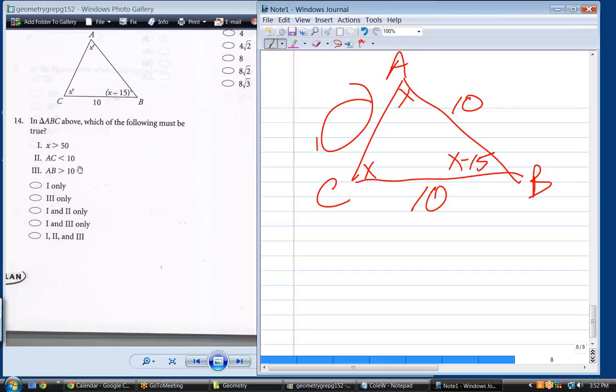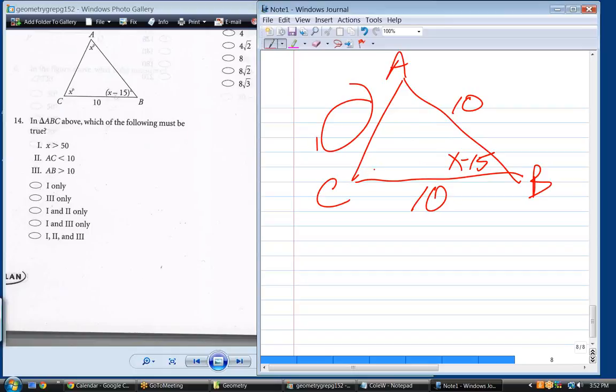If you look at their various answers here. Now, as to whether x has to be greater than 50, well, is that true? Could x be as low as 50? If I made this 50 and this 50, well, this would have to be 35. That doesn't total 180. So, yes, x has to be greater than 50 also.